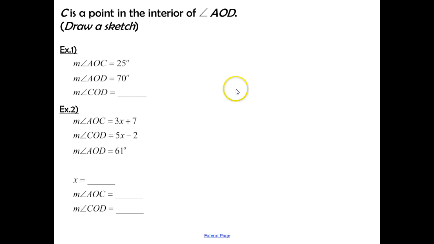So let's go ahead and take it into action, and then we're just going to work out this first example problem together. So C is a point in the interior of angle AOD. First, we need to draw a sketch. So let's start off with angle AOD. And it says that point C is in the inside. So we'll just put C somewhere inside, and then of course we want to draw that ray. This says that the measure of angle AOC is 25 degrees. So I'm going to write 25 degrees inside there.